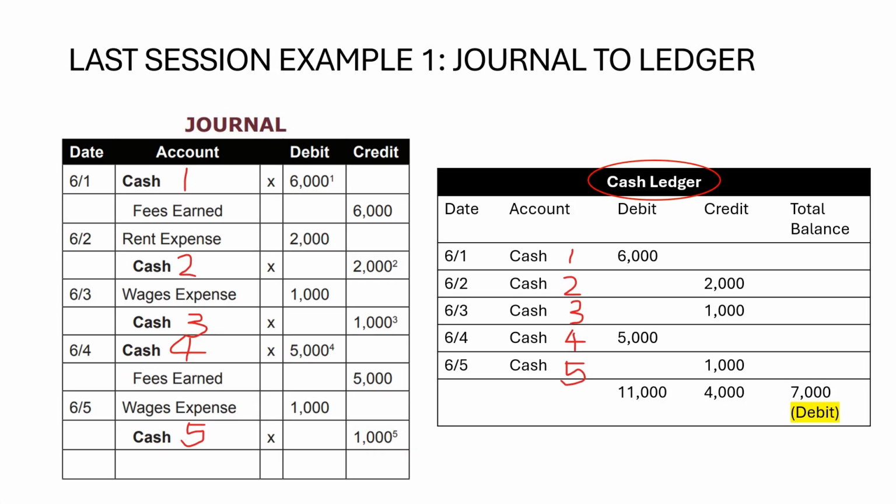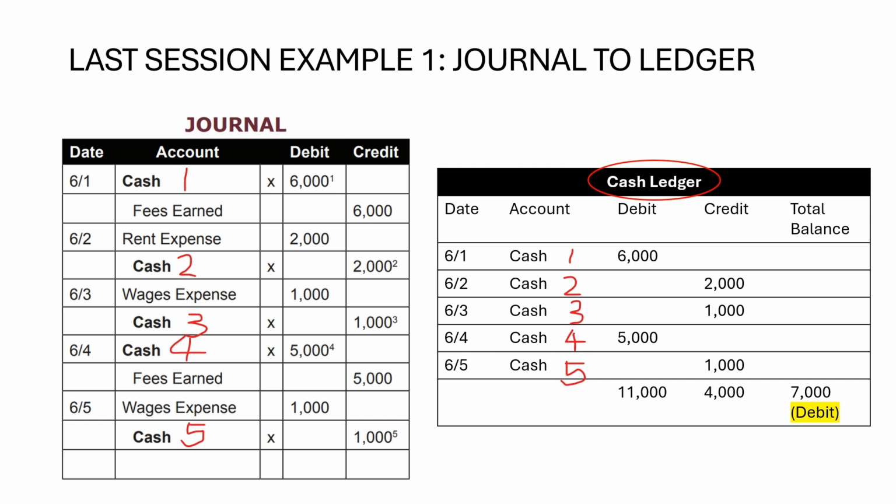Remember the example we studied in lesson 5. Here is the explanation of this example again. One is to record transactions in the journal. On the left-hand side, there are 5 transactions. The other one is the cash ledger, only posted from the general cash accounts. There are 5 cash accounts altogether, and the total after calculation is 7,000 debit.